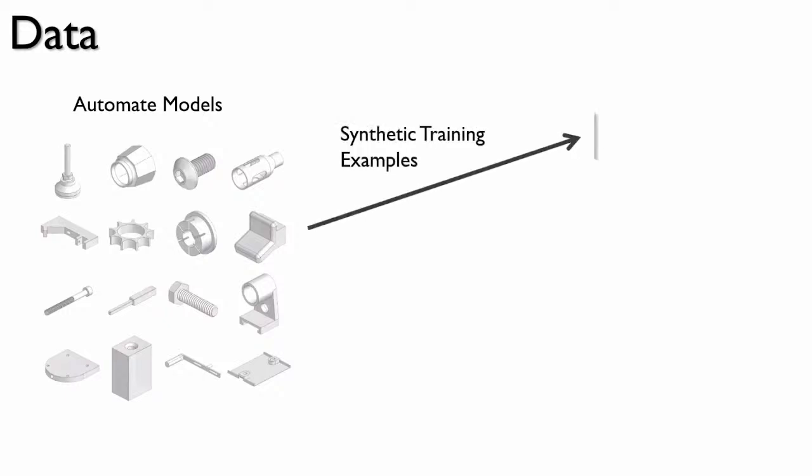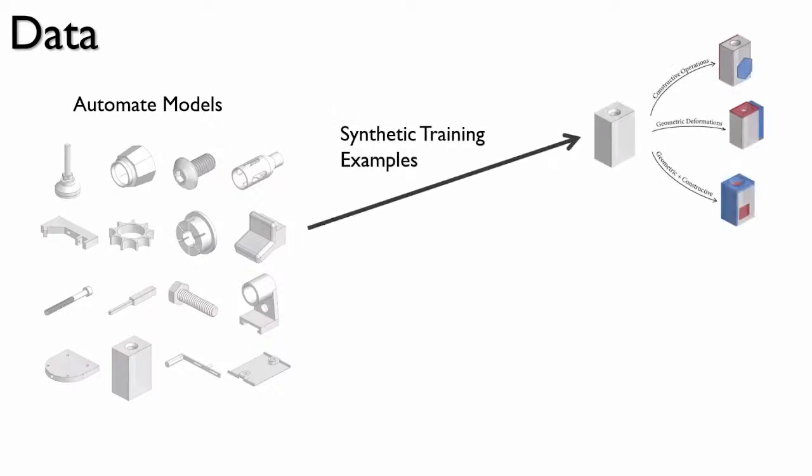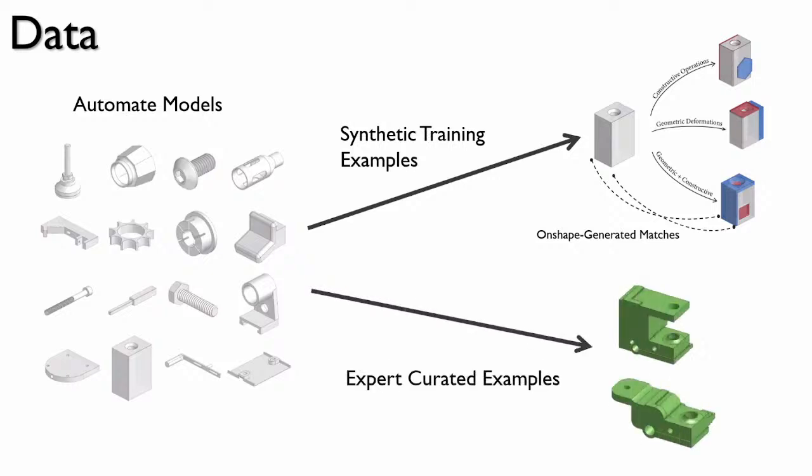So what we're going to do is create a bunch of synthetic training examples by generating a bunch of deformations, either constructive operations where we extrude bits out, or deformations where we pull on things, or a combination of these. Because we do this within one CAD system, we can use the auto-generated matches to construct a synthetic data set of what the entities correspond to, if there exists a correspondence. At the same time, we also hired an expert engineer to curate some examples of real-world complexity parts and label the correspondences so we can validate this works.